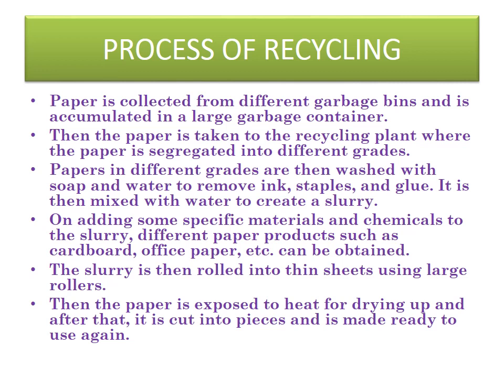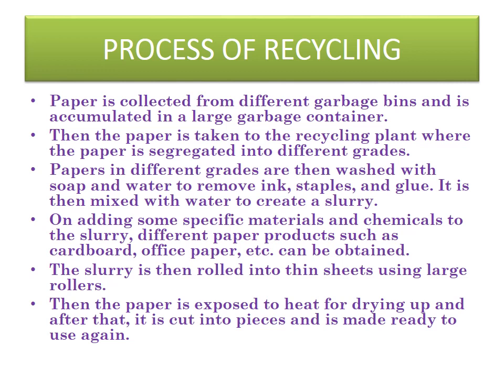Paper is collected from different garbage bins and is accumulated in a large garbage container. Then the paper is taken to the recycling plant where the paper is segregated into different grades. These are the steps which are telling you the process of recycling. The third step is papers in different grades are then washed with soap and water to remove ink, staples and glue. It is then mixed with water to create a slurry.